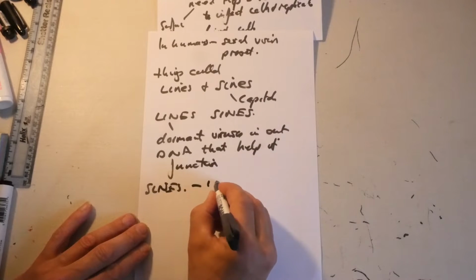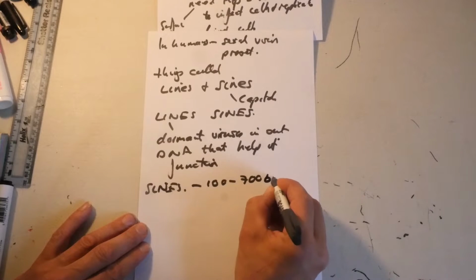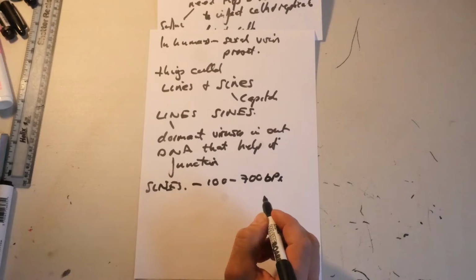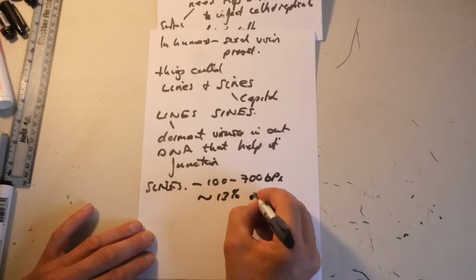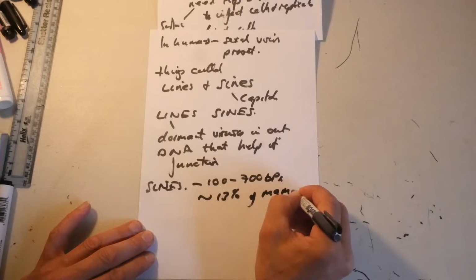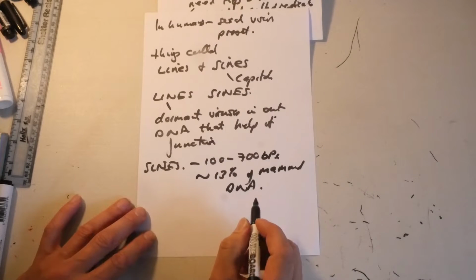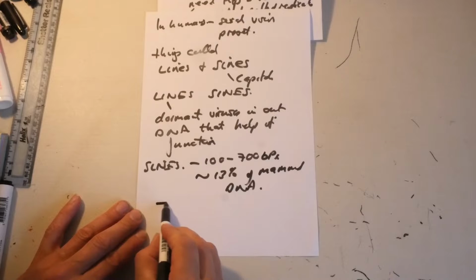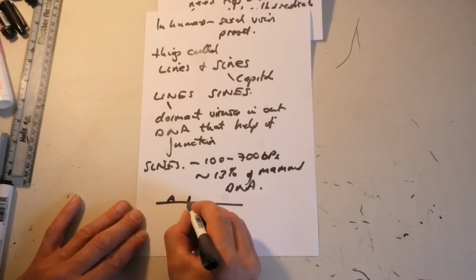basically they're sort of 100 to about 700 base pairs, okay? About 13% of mammal DNA is made of them, okay? They consist of the sections of DNA with sort of various bits in them, okay?